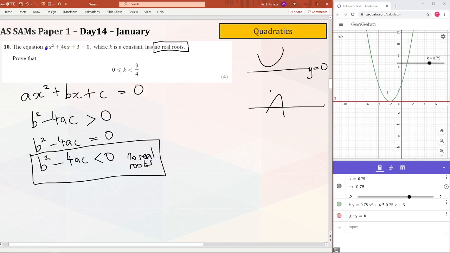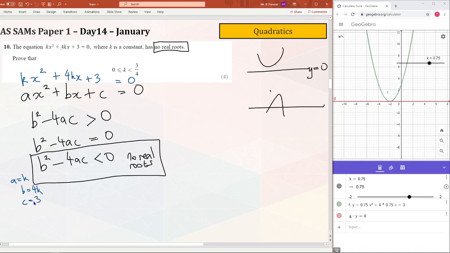So if I go back to the question now and just write this on top, I have kx squared plus 4kx plus 3, and that's equal to 0. So you can very clearly see that my b is 4k. So b is equal to 4k. Okay, I'll just write that down for you. My a is equal to k, and my c is equal to 3.